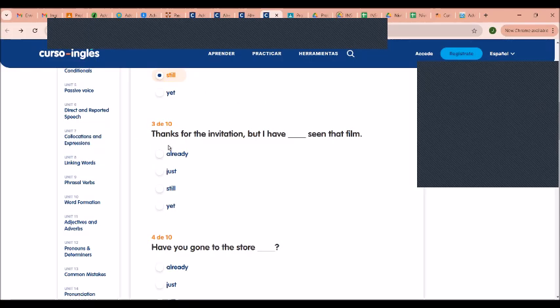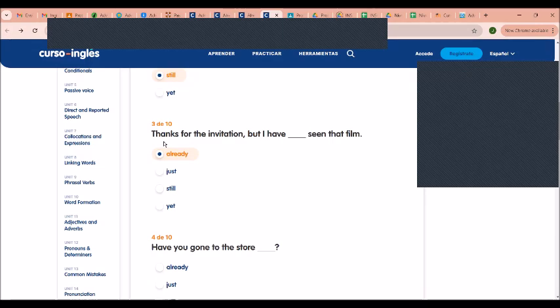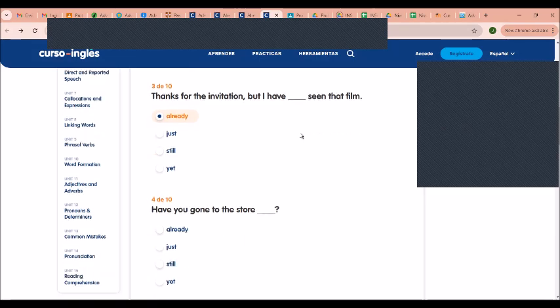All right, here we have... I know it's already good. All right, again. Thanks for the invitation, but I have already seen that film. All right, so gracias por la invitación. And this is true. The goal here is to show that this action, even though it was not expected, has been completed. Right, and I think Alejandra was raising her hand, but maybe she wanted to answer that same question.